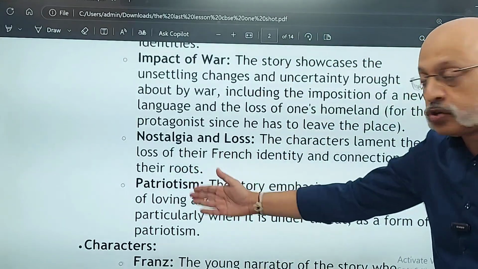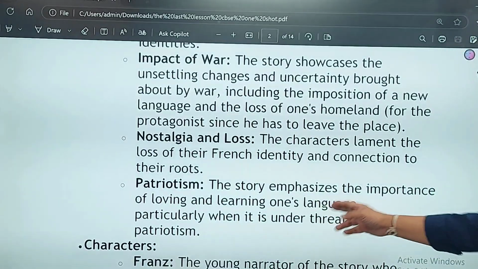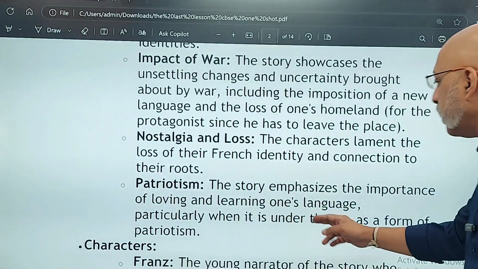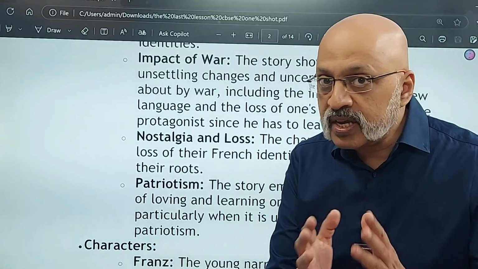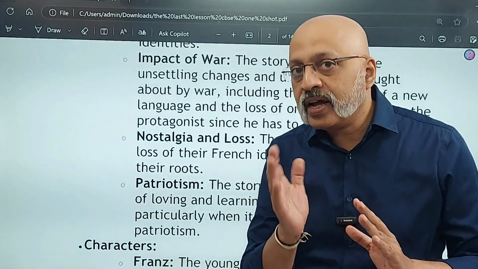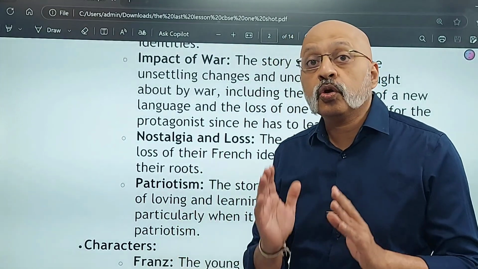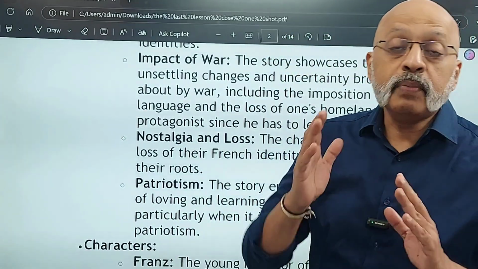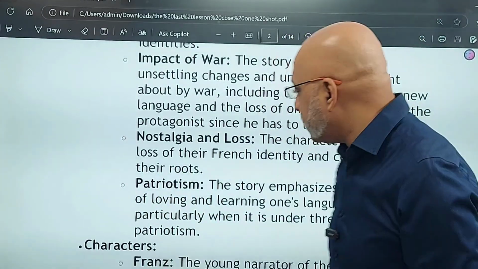Then the theme of patriotism. The story emphasizes the importance of loving and learning one's language, particularly when it is under threat, as a form of patriotism. So these are the main themes of this story. If you get a 2 mark or 3 mark kind of question, please make sure you use these words, because these are important words that will enhance the quality of your answer.